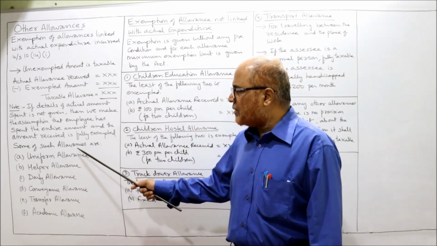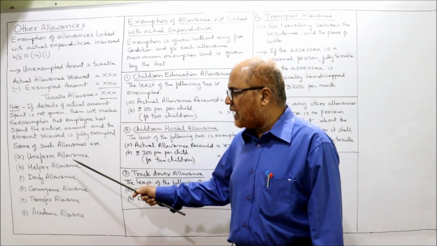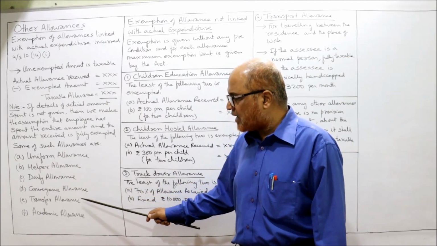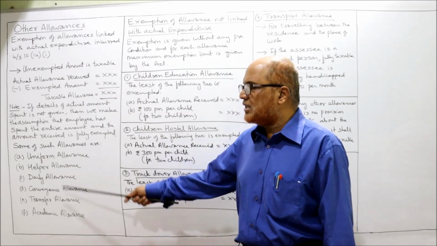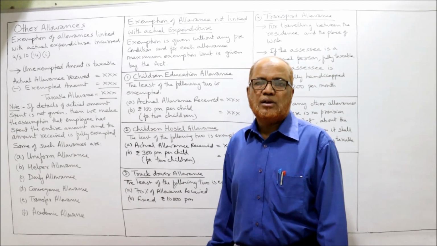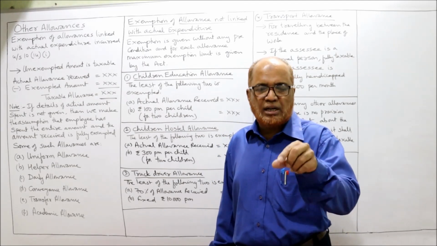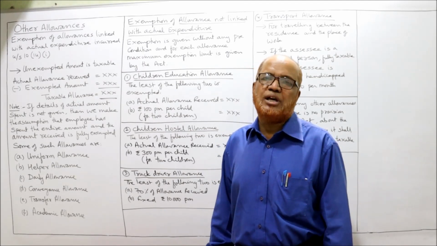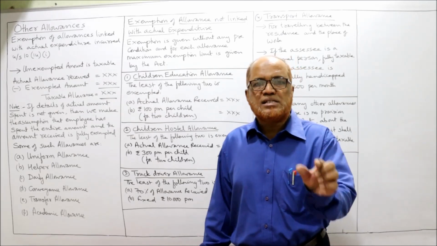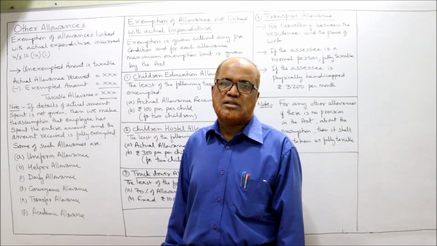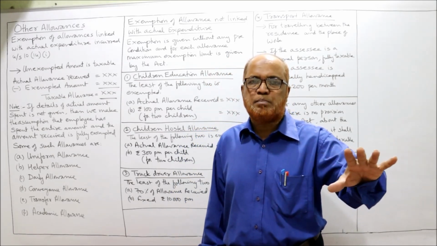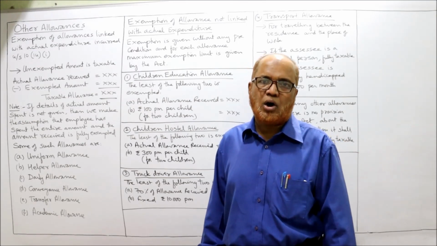Some of such allowances are uniform allowance, helper allowance, daily allowance, conveyance allowance, transfer allowance, academic allowance. These are some examples of such allowances. The exemption depends on the expenditure incurred. The unspent amount is taxable. The spent amount is exempted. If nothing is given, we assume that the total allowance is spent and there is no tax at all.